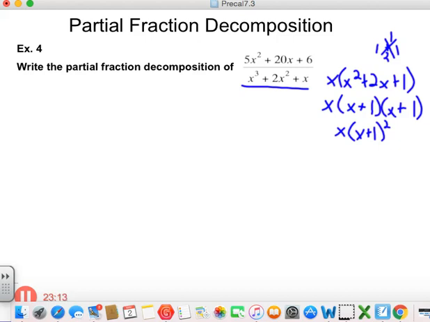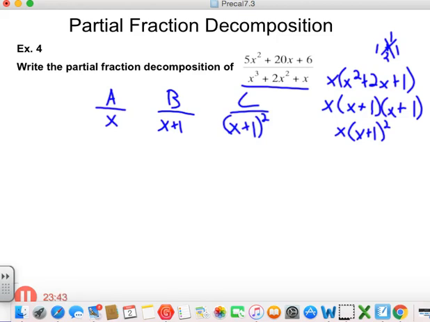If you have a power of 2 on one of your factors, you also need to write one of your partial fractions as having that same factor, but as a power of 1, or all the powers less than it. So what I'm essentially saying is on my partial fractions, I'm going to write A over x, B over x plus 1, and C over x plus 1 squared. Okay, so this is really x plus 1 to the first that's underneath B.